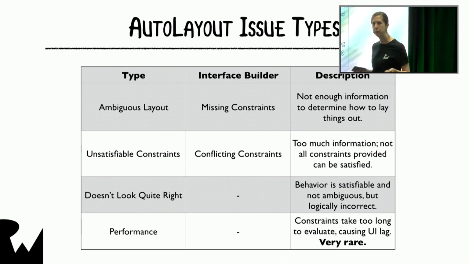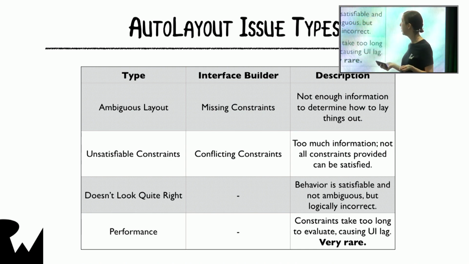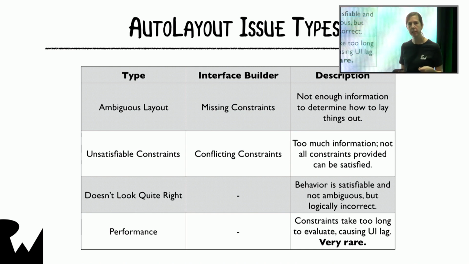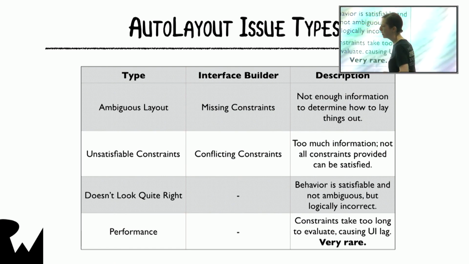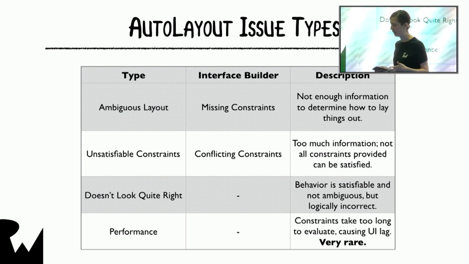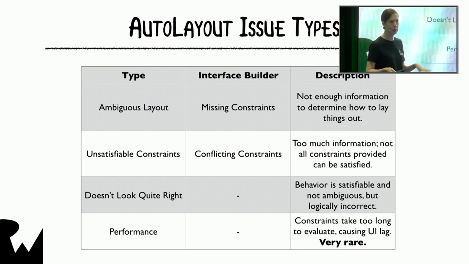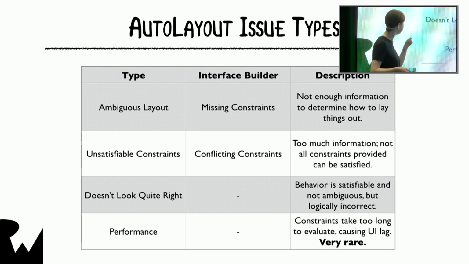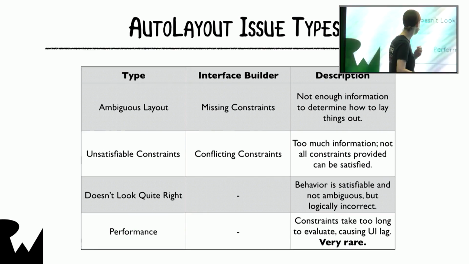Conversely, unsatisfiable constraints, also known as conflicting constraints in Interface Builder, is a scenario where you've almost provided too much information and it really doesn't know which bit is correct. And so, again, screams for help. It usually chooses something to ignore or something to break. Third category, named slightly differently, my naming doesn't look quite right.